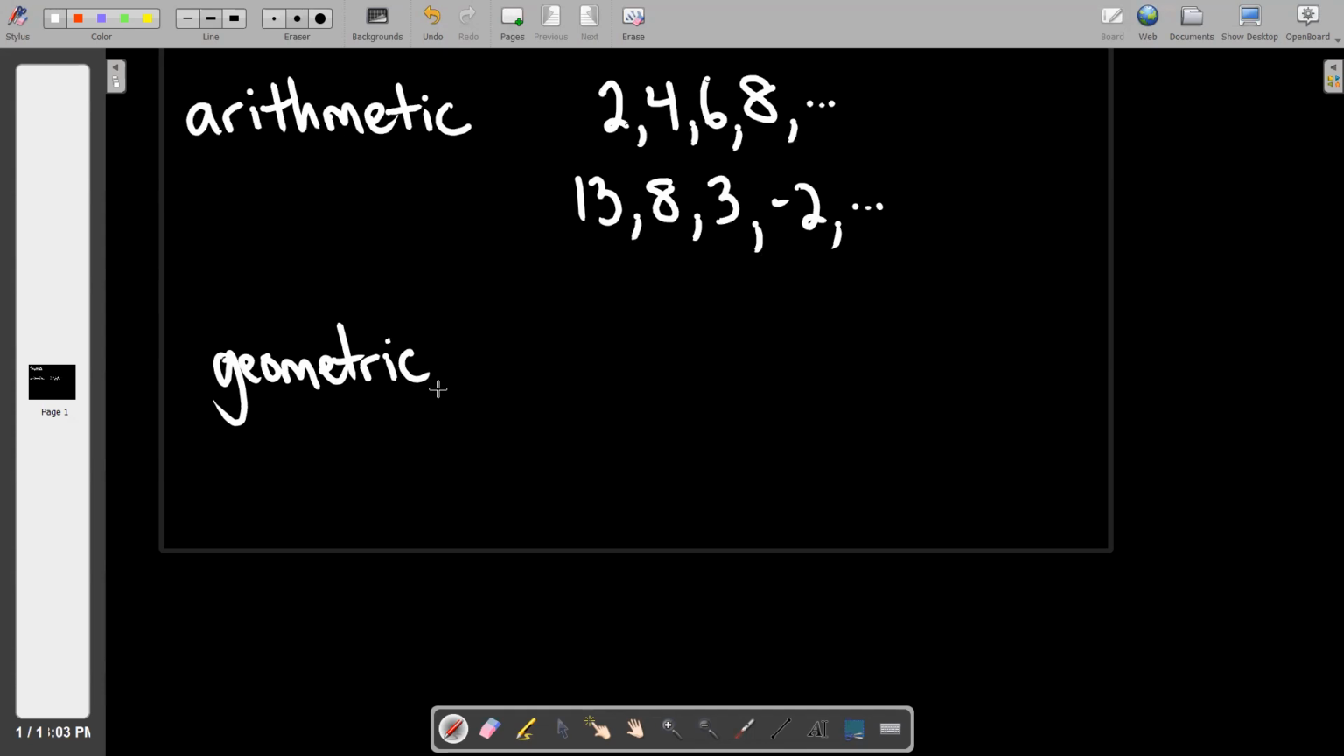And let me put a geometric sequence up here, and you see if you can crack the code and tell me what a geometric sequence is. 3, 12, 48, 192. It's clearly not arithmetic, right?